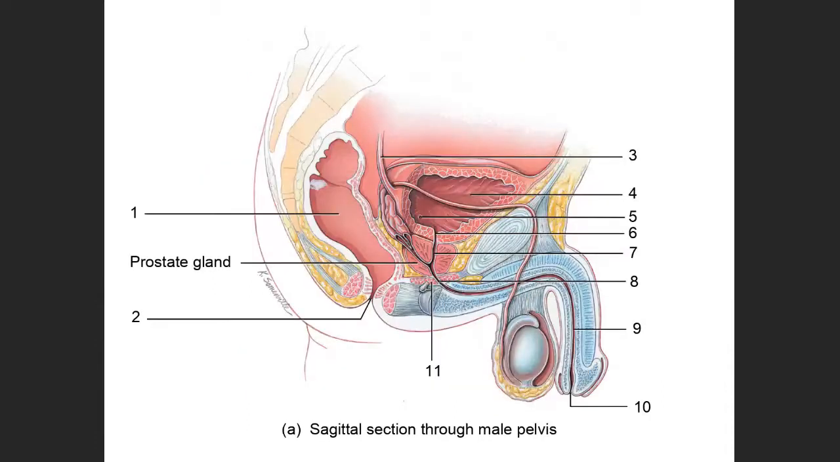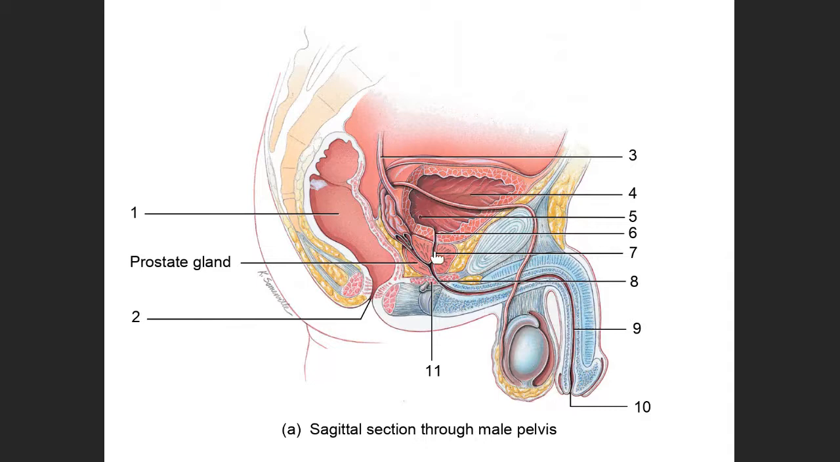In the next picture, you can see the male pelvis, the sagittal section of male pelvis. In this picture, you have number 1 as the rectum, and number 2 is the anus. You have number 3 here. This is the ureter. Number 4 is the cavity of bladder with many rugae. Number 5 is the opening of ureter in the bladder. Number 6 is internal urethral orifice.